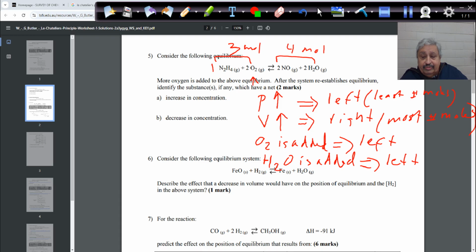I removed NO. NO is removed. The shift will be which way? I removed one of the components on the right side, so the right side is missing something. So the shift will be which way? To the right.